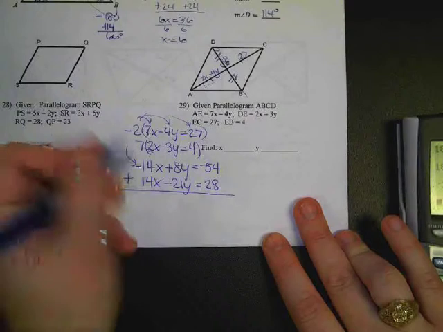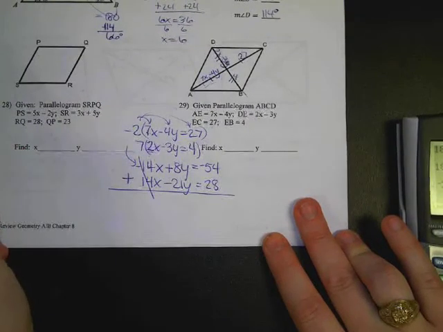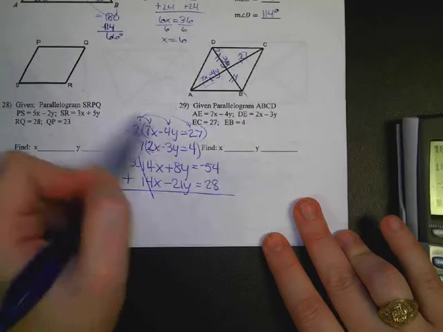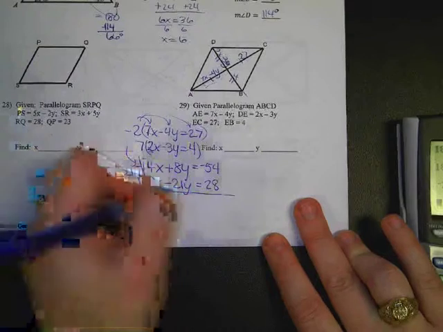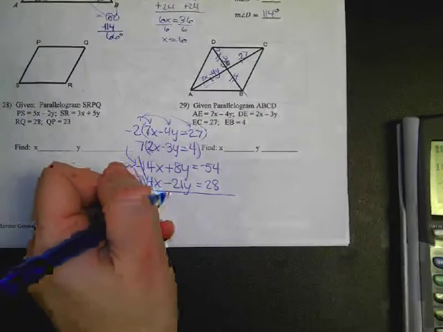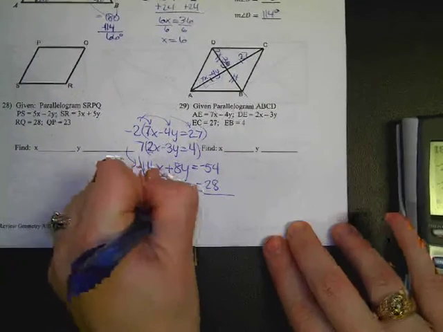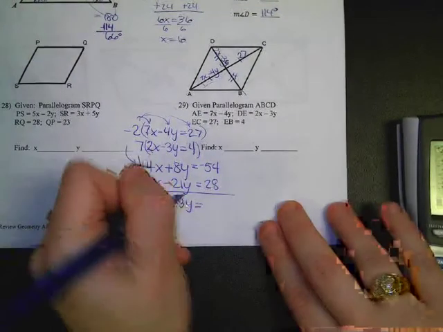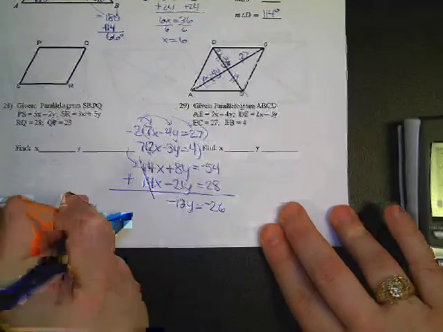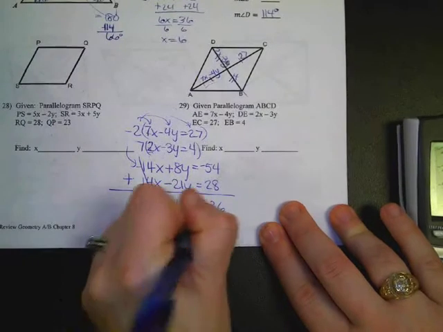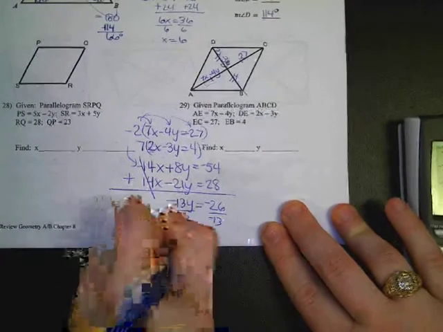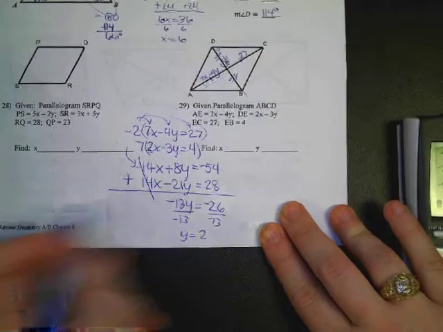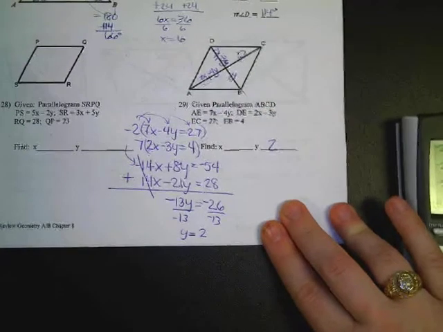A negative 14x and a positive 14x cancel out, which means I totally picked the right numbers and I did it right. So now I'm going to combine my y's. A negative 21 plus 8 is going to give me negative 13y. And a negative 54 plus 28 is a negative 26. And when I divide both sides by negative 13, I get y equals 2. So I can go ahead and write 2 over there.